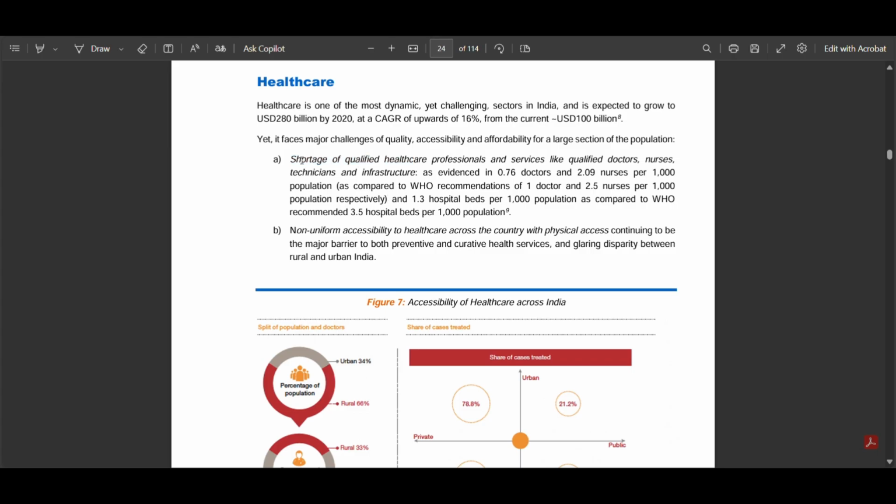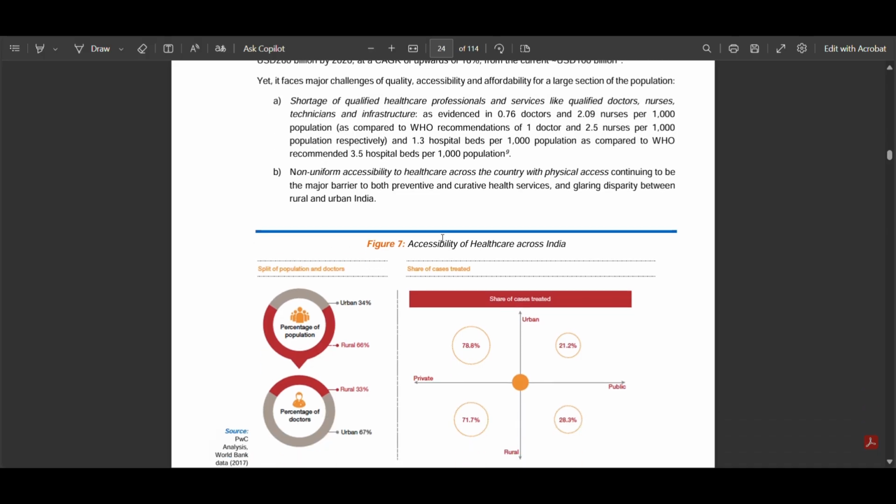So, as you can see, it talks about the shortage of doctors, nurses, and hospital beds. The doctor to patient ratio stands at 0.76 doctors per 1,000 people, well below the WHO recommendation of 1 doctor per 1,000. Additionally, nearly 70% of healthcare expenses are borne by individuals, making affordability a significant issue.